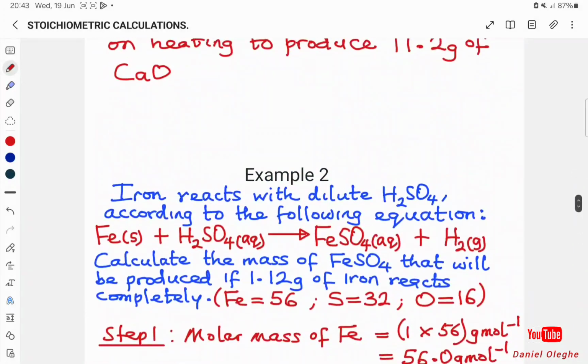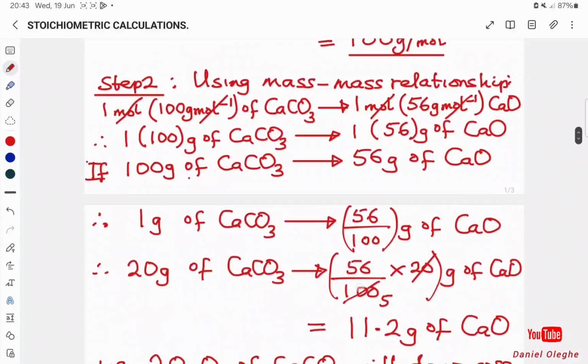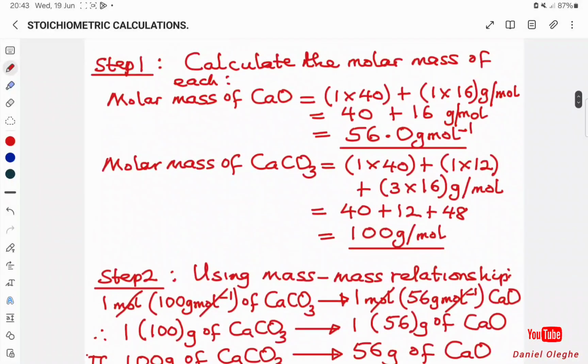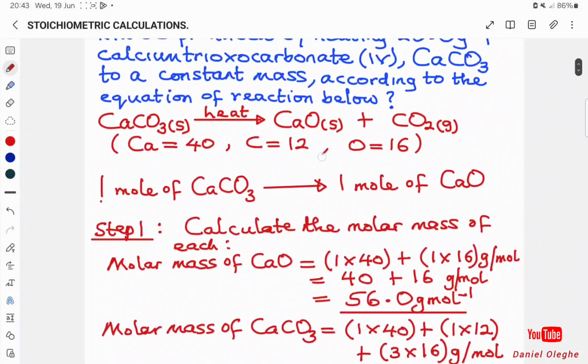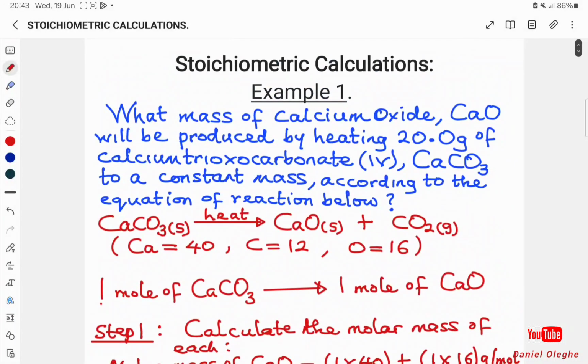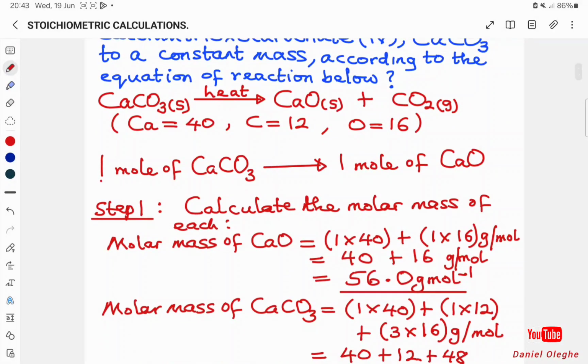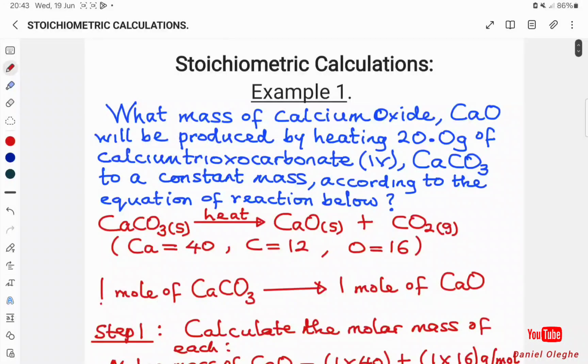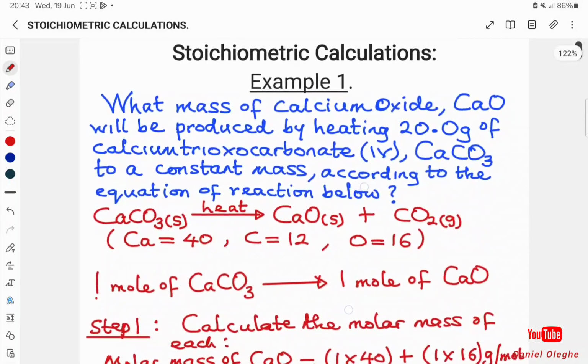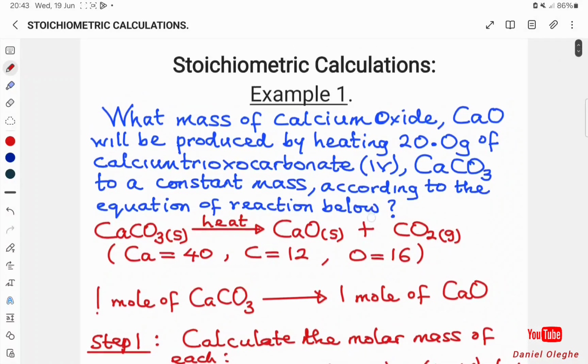Don't forget, we are looking at the calculation on stoichiometry using mass to mass relationship. How to calculate the mass of one substance from the mass of another given in the reaction. How to calculate the mass in gram of a substance from the mass of another that is involved in the reaction. Mass to mass relationship. So these are the examples we have been able to consider on that.